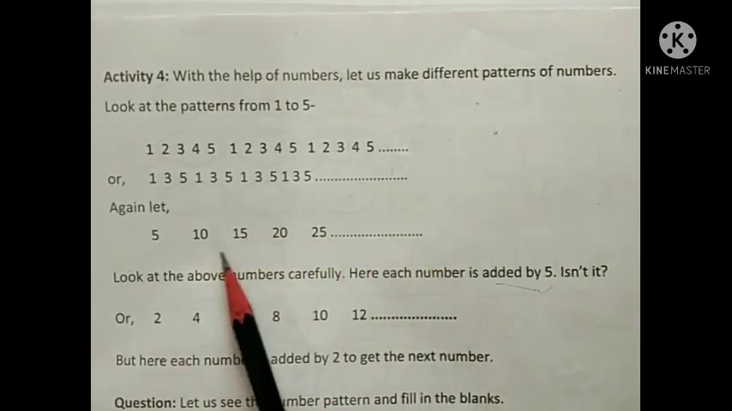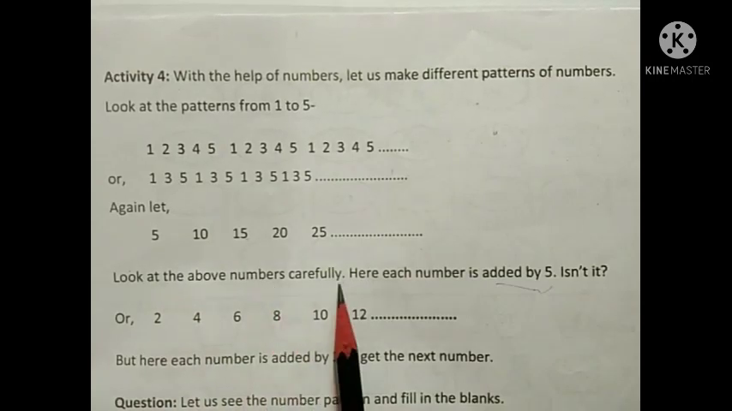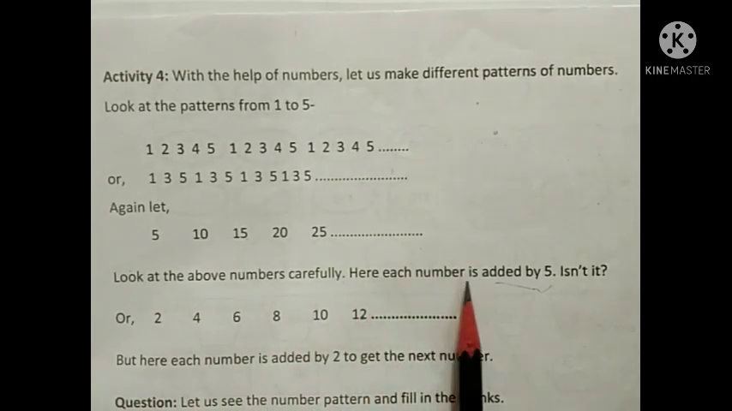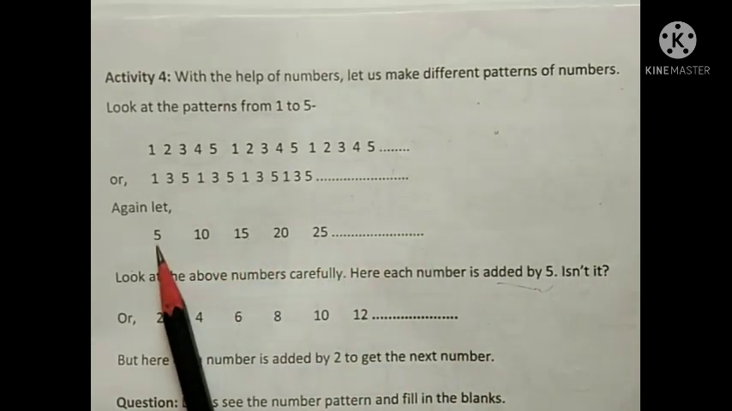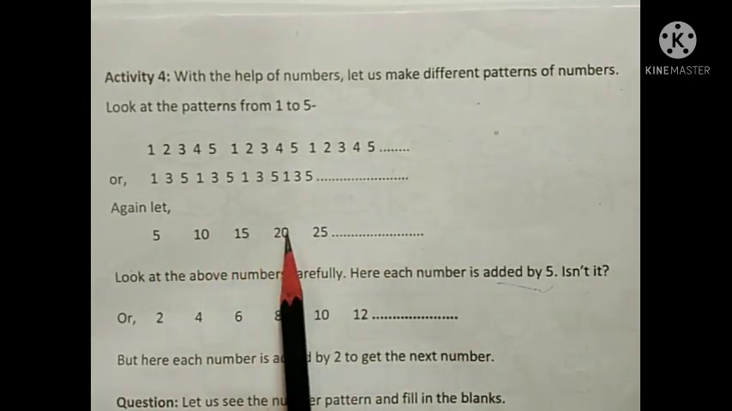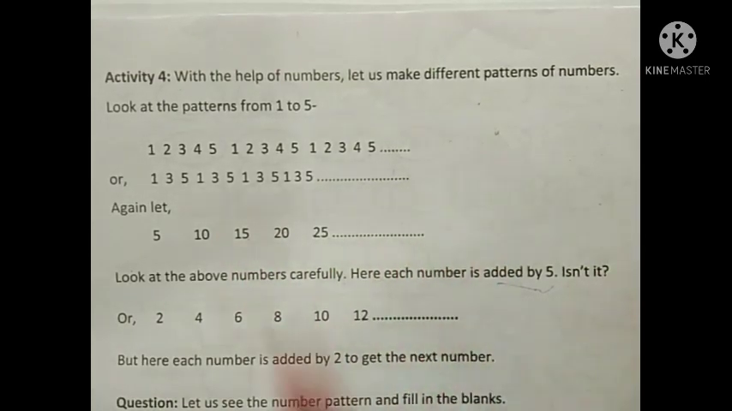5 10 15 20 25, here it is increasing, so we have to keep continuing. Look at the above numbers carefully, and here each number is added by 5, isn't it? Yes, 5 is being added: 10, then 15, 20, 25, 30, 35, 40. It will go like this.